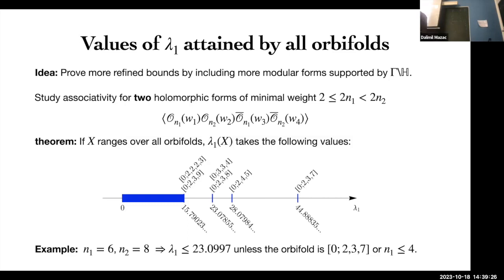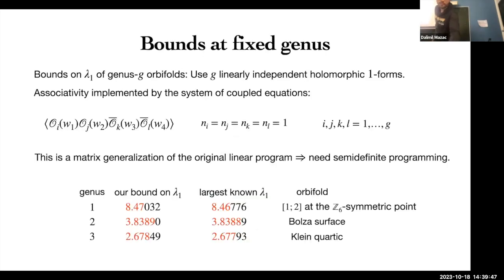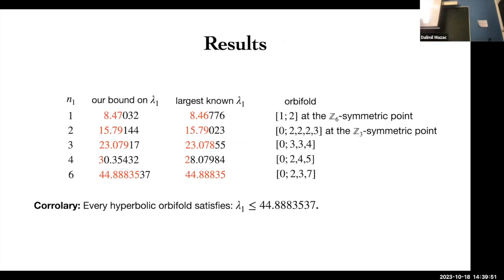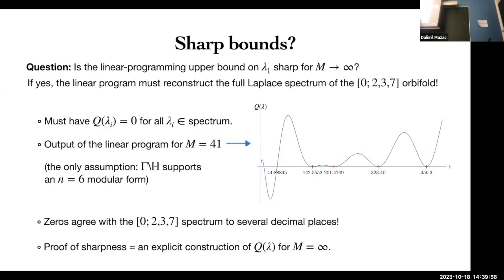So actually, there are only three options. Either N1 is 6, N2 is 8. In that case, you have an upper bound, or the orbifold is 237. In that case, we are here. Or N1 is less than or equal to 4, and in that case, we can use something that I showed earlier, which was this one. Well, in that case, the bound is like 30, so that's also good. So yeah, you end up proving that.